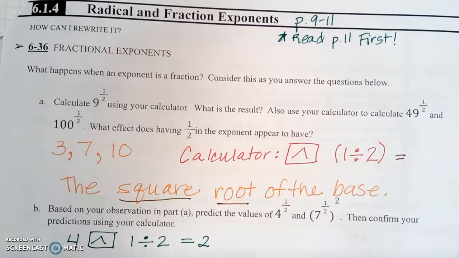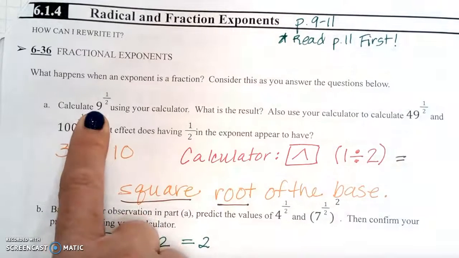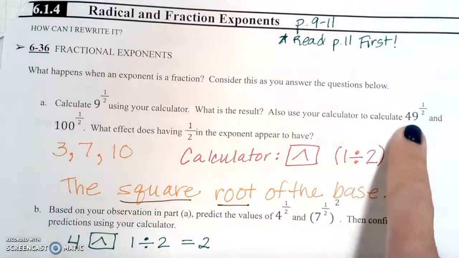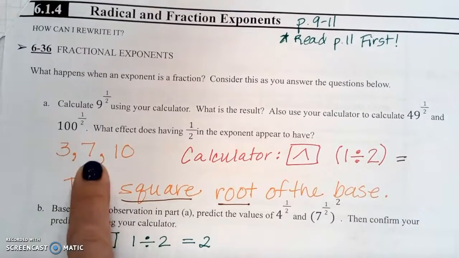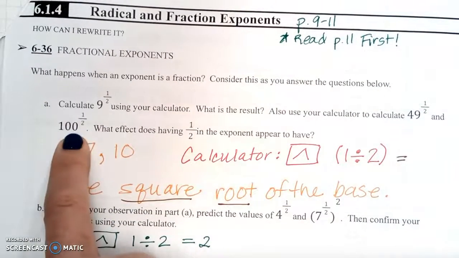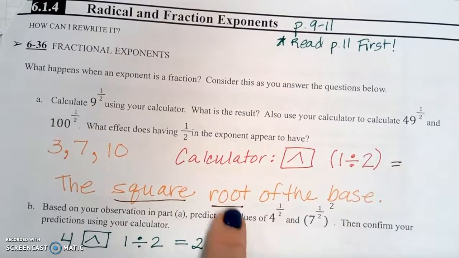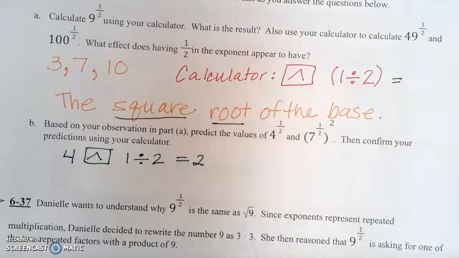Okay? The question asks, what effect does having the 1/2 in the exponent appear to have? It appears that it has the square root of the base. Okay? What is the square root of 9? 3. That was our first answer. What is the square root of 49? 7. That was our second answer. What is the square root of 100? 10. That's our third answer. So it appears that it has the square root of whatever the base is.